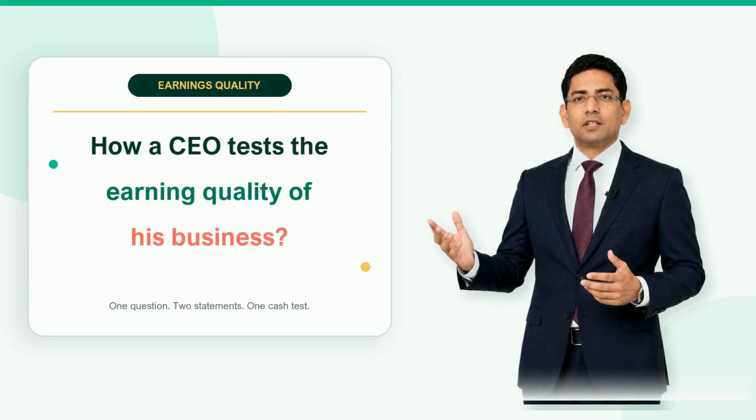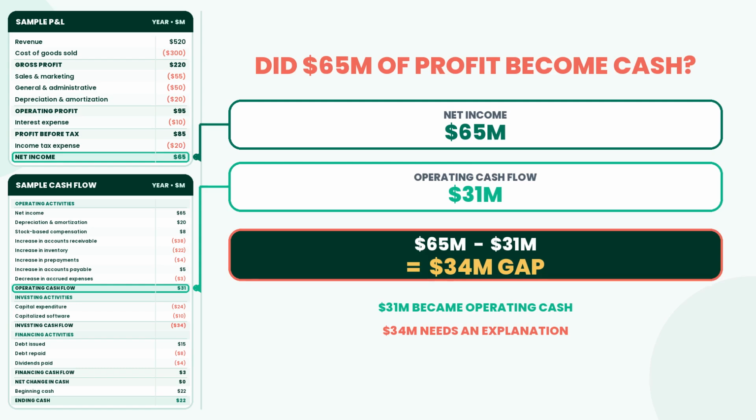How a CEO tests the earning quality of his business. Your income statement reports $65 million of net income. Your cash flow statement reports only $31 million of operating cash flow. Put them together. 31 became operating cash. 34 did not. Where did the 34 million go?